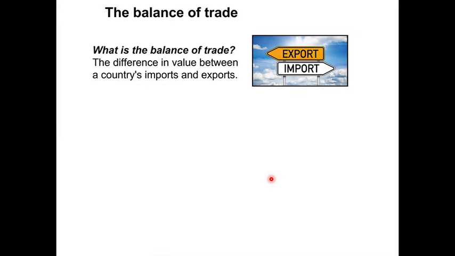Now, what is balance of trade? Here we see we've got our exports, we've got our imports. Balance of trade is the difference in value between a country's imports and exports. Right? So it's actually the exports minus the imports. And it's very important that you have a look at it, because the relationship between those is going to hugely impact on our country. Let's have a look and see what happens.